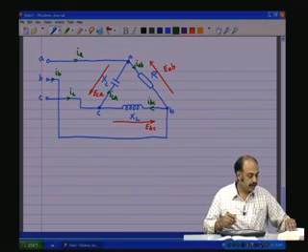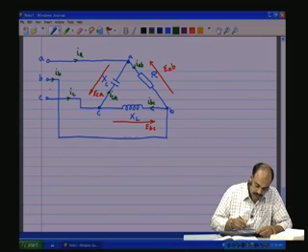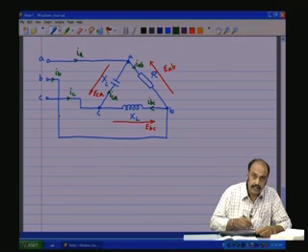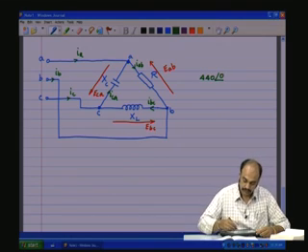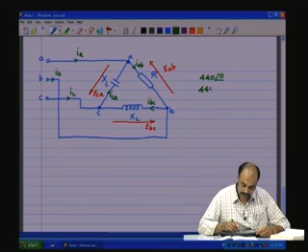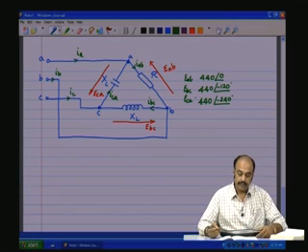So, let me take a textbook example. You have EAB, EBC, ECA all 120 degrees out of phase and they are 440 volts at a phase angle of 0 degrees, 440 volts at a phase angle of minus 120 degrees, 440 volts at a phase angle of minus 240 degrees. These are the EAB, EBC, ECA that will be applied.